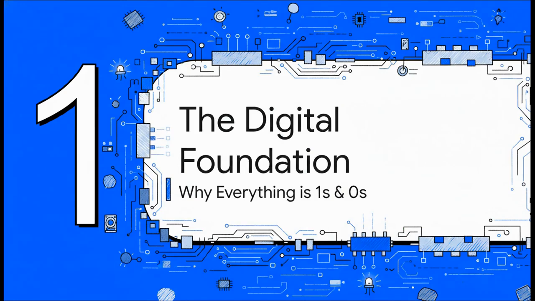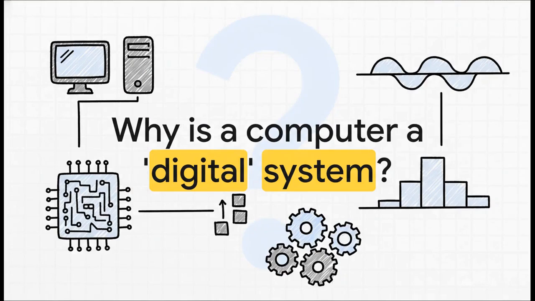Okay, first things first. Before we can build anything, we have to understand the material we're working with. And in the computer world, everything, and I mean everything, is digital. So what does that word even mean, digital? Why do we call a computer a digital system in the first place? Well, it all comes down to a really simple idea about how it handles information.